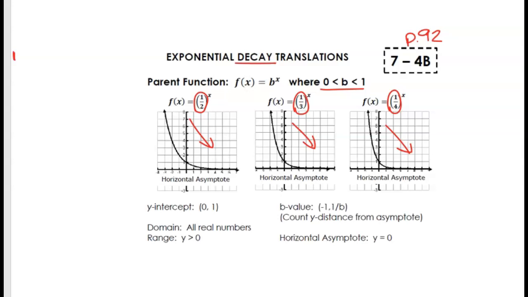So everything is very similar to yesterday. You're going to start out with the same set of steps. So you're going to go find the what first? Horizontal asymptote.